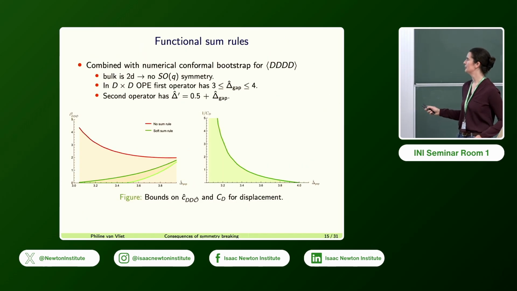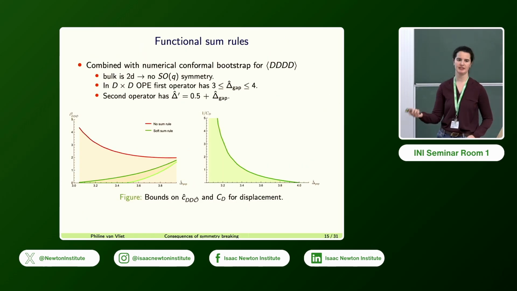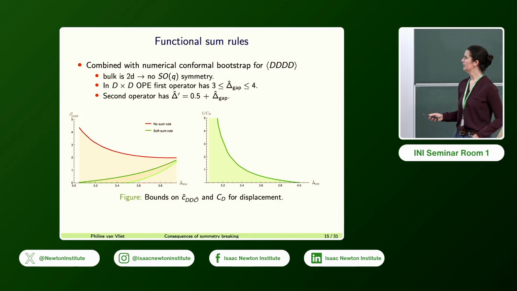And okay, we put some gap on the second operator that appears after. This is arbitrary, and we can vary it a little bit. So now we see if we bound the OPE coefficient of this first operator, whose dimension we vary between 3 and 4, that if you don't impose this sum rule, you get this whole red shaded region here, which is allowed. And you can in principle pick anything, even if you put a gap on this second operator.